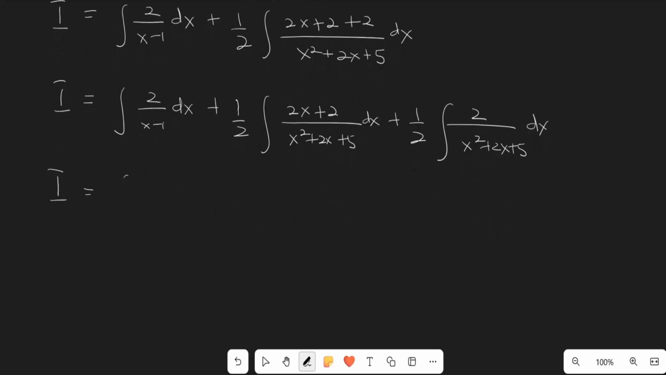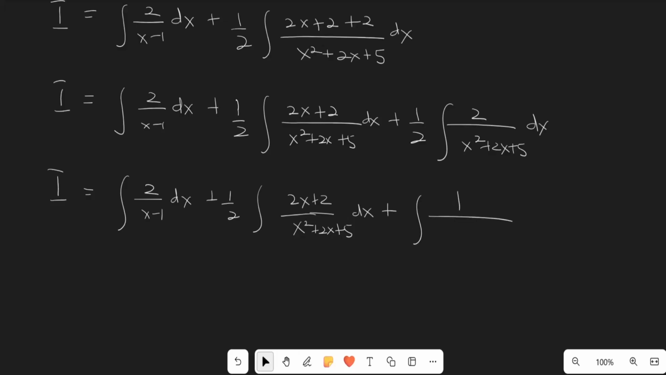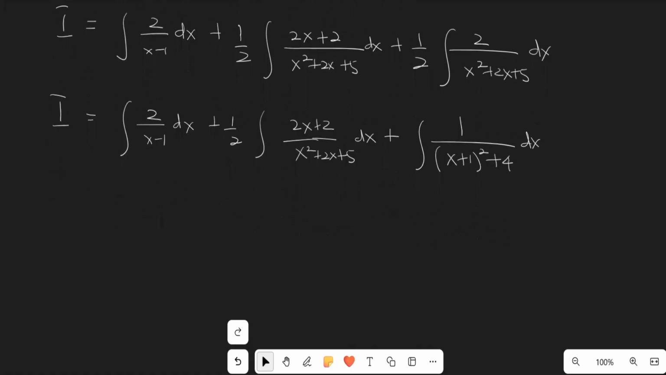So I is going to be the integral of 2 over x minus 1 dx plus 1 half the integral of 2x plus 2 over x squared plus 2x plus 5 dx plus, these 2 can come out in front, which will nullify the 2, and have the integral of 1 all over x squared plus 2x plus 5. This one can also be written as x plus 1 squared plus 4 dx. That is, x squared plus 2x plus 1 added to the 4 here makes it plus 5, which is the same as this one. I'm writing it that way because I'm going to express that as the arctan integral.